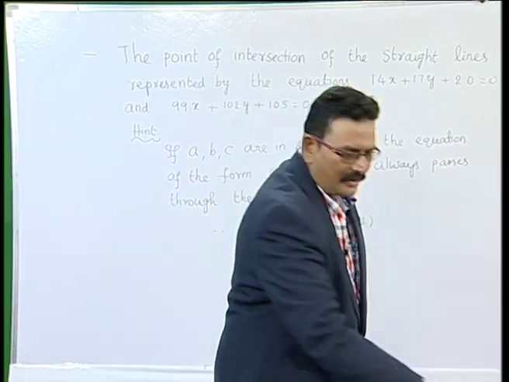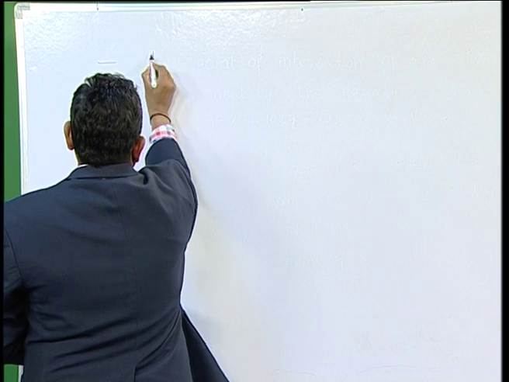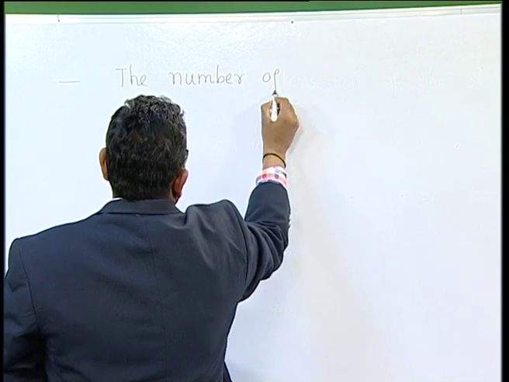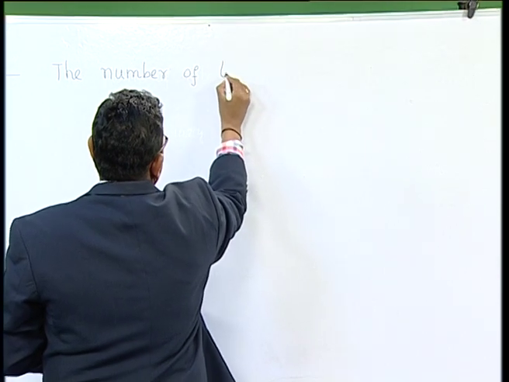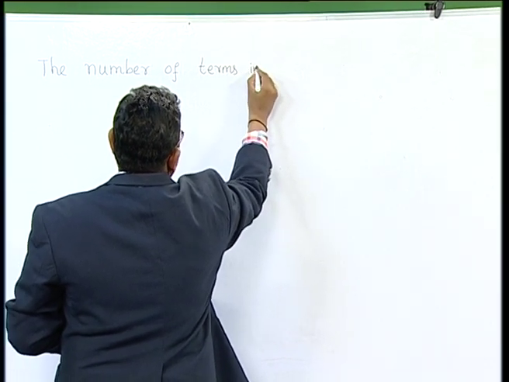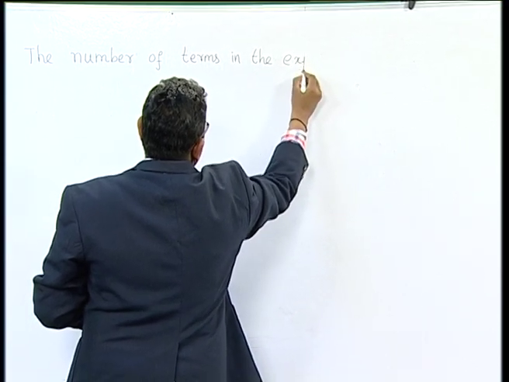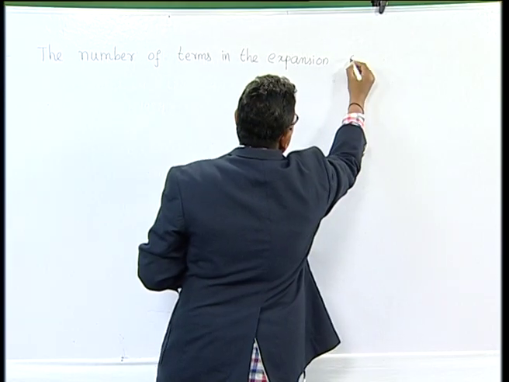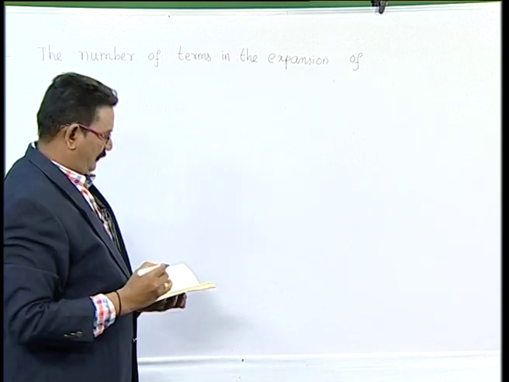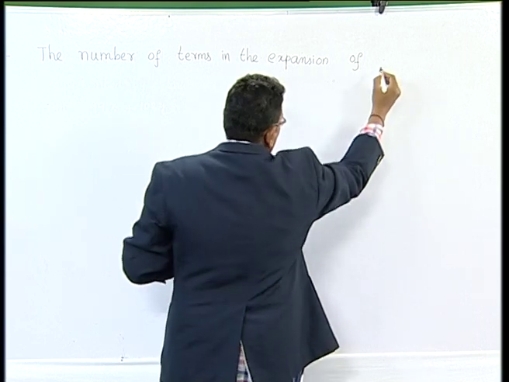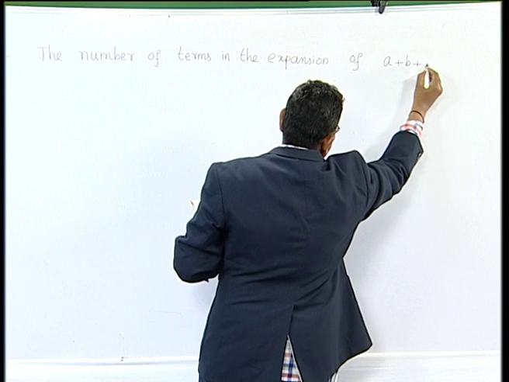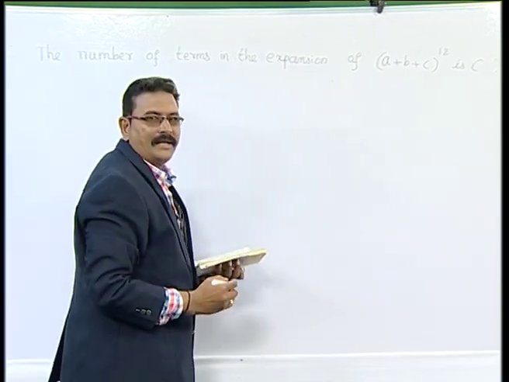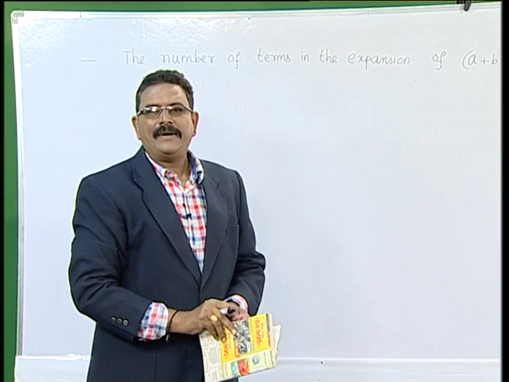Now, let us move to the next problem. The number of terms in the expansion of (a plus b plus c) whole to the power of 12 is, okay, this is the question you might have expected.